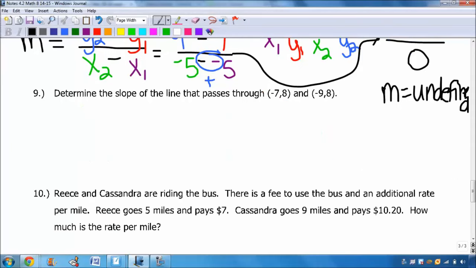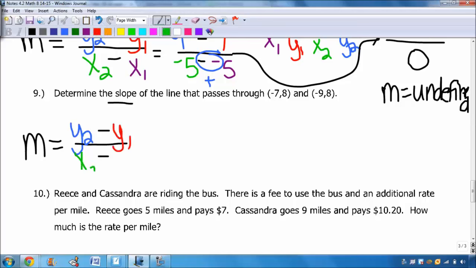All right, so same thing, find the slope of the line. So I'm going to say m equals, and then I'm going to fill in all of my information. So I've got y2 minus y1 over x2 minus x1. Identify which one is which. Press pause, come back to me when you're ready to go.